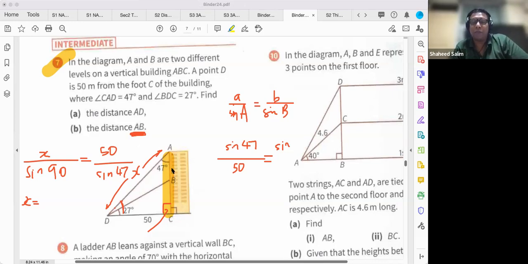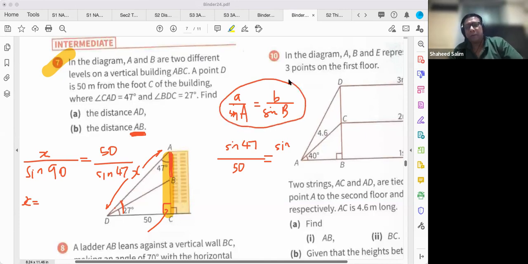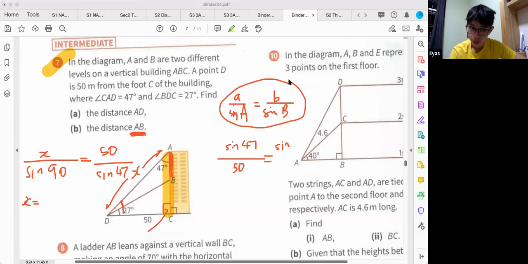Okay, we try now. Finding AB. Maybe you tell me your method first. How are you going to find AB? There's a few ways. There's a very fast way. You can use the sine method. This same method you can also use. That's the fastest one. Or you can use other methods, no problem. Cosine method. You can use the cosine method.